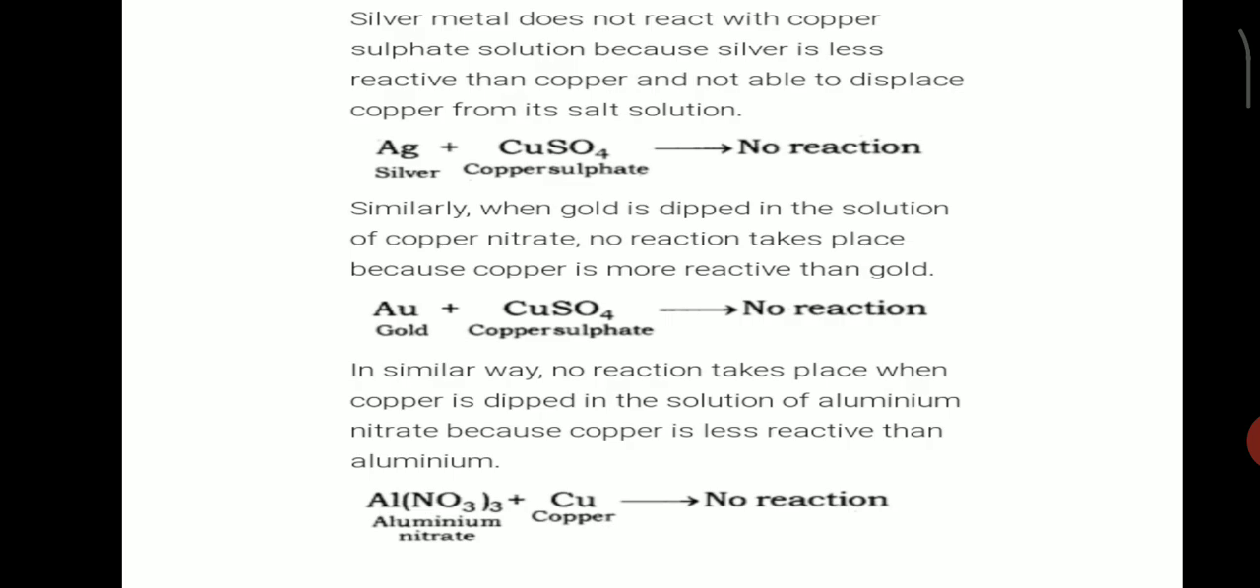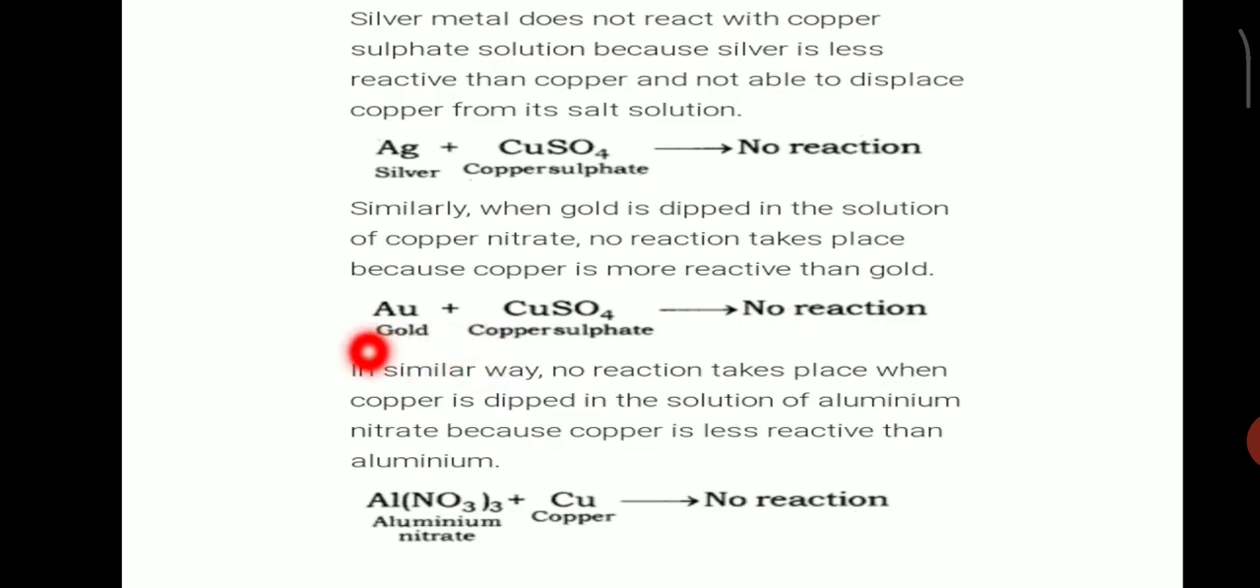Another example is the reaction between silver and copper sulfate. We know that silver is placed below copper in the reactivity series, so copper is more reactive than silver. So this reaction will not take place. Silver metal does not react with copper sulfate solution since silver is less reactive than copper. So there is no reaction.